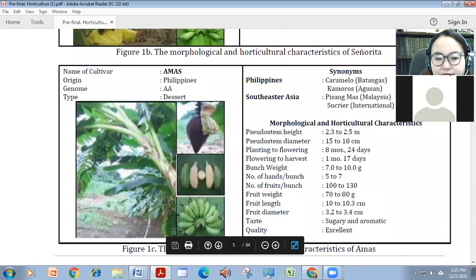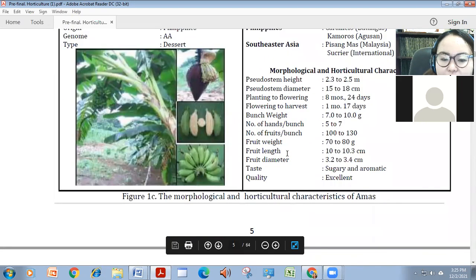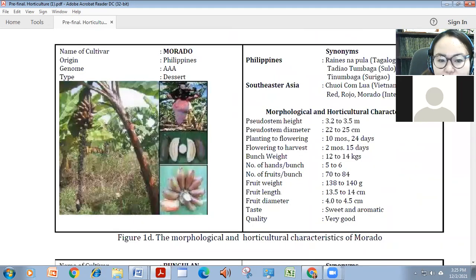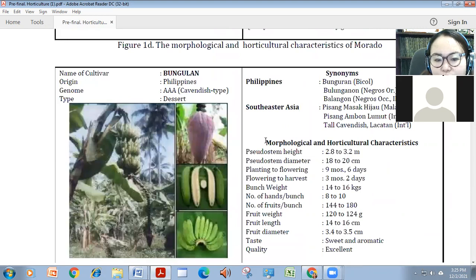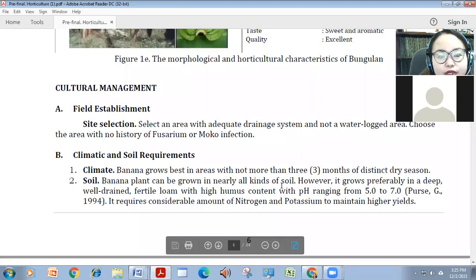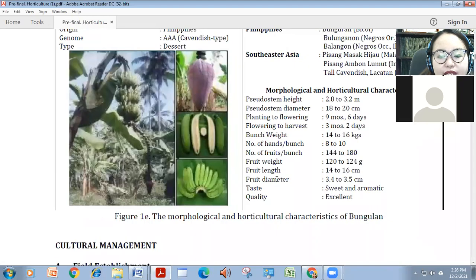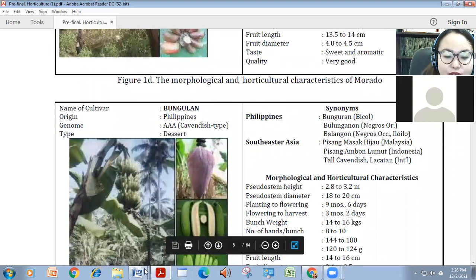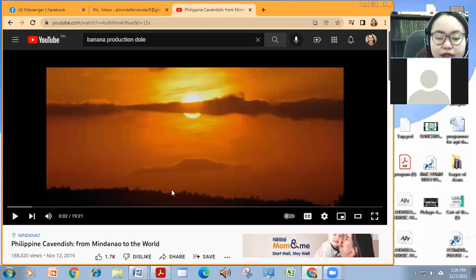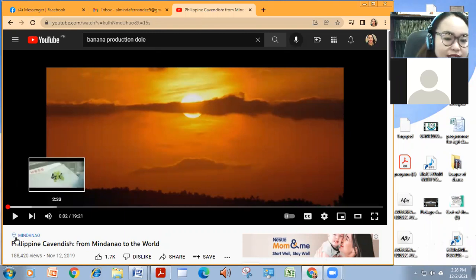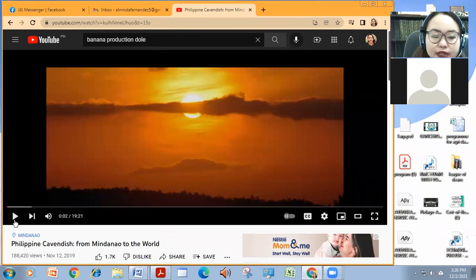And ito naman yung Señorita, double A pa din, and for dessert from the Philippines, no. And we also have Ama, dessert, double A, and Morado, so pula siya, no, and triple A siya, genomics from Philippines. We also have Bungulan na triple A. Ito yung Cavendish type. So before we proceed for the cultural management, I'll be having a video presentation on the banana industry para meron kayong somewhat idea about our banana industry, especially in Mindanao. So this is Philippine Cavendish from Mindanao to the world. So let's have a look.